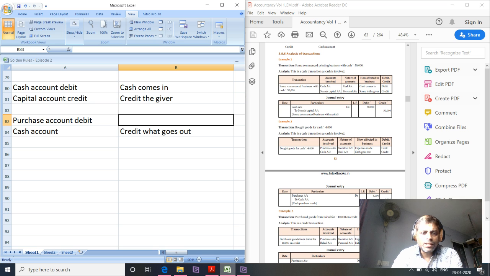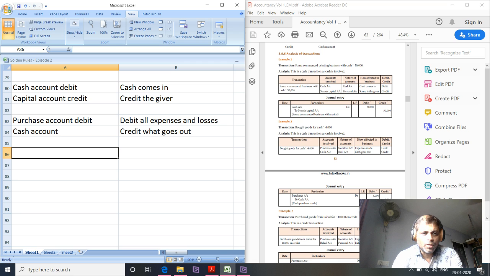Why purchase account is debited is because purchase is a personal account and debit what comes in. Sorry, purchase is a nominal account and debit all expenses and losses. So that is the reason, debit all expenses and losses. So purchase account debit and cash is going out, so credit what goes out.